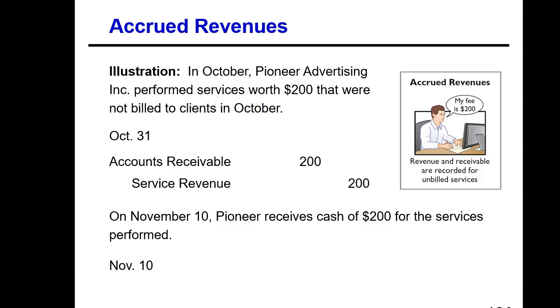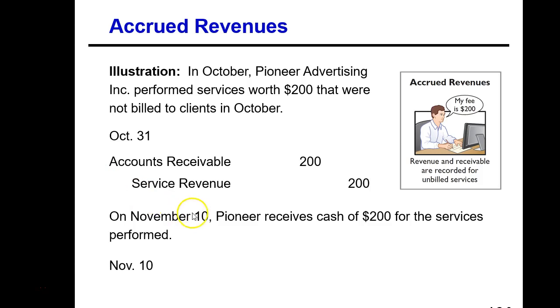We will debit the accounts receivable account in the amount of $200 to show what's owed to us, and then credit our service revenue account. Remember that you're able to recognize and record revenue once you have completed your performance service obligation. Therefore, the revenue can be recognized in October by the end of that accounting period.